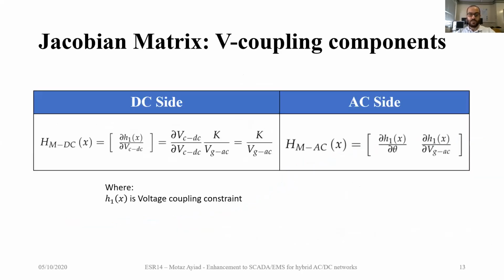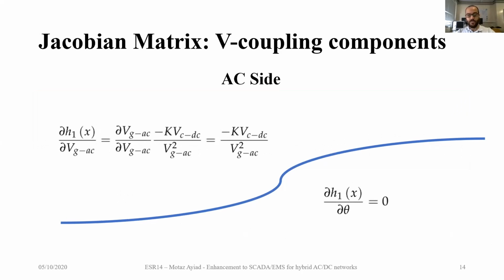The same thing has been done for the voltage coupling, but the voltage coupling doesn't have any phase element or current element. Therefore, both the DC side derivative and the AC side derivative are easy to find, as we can also see here for the AC side.